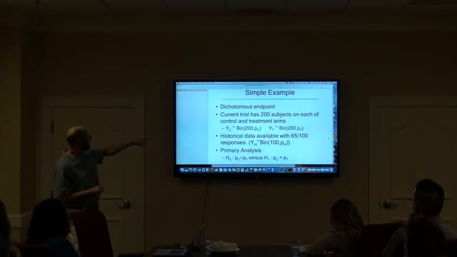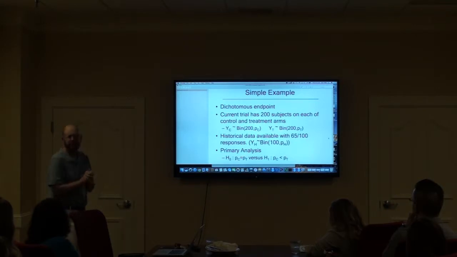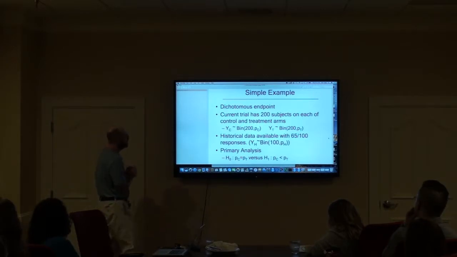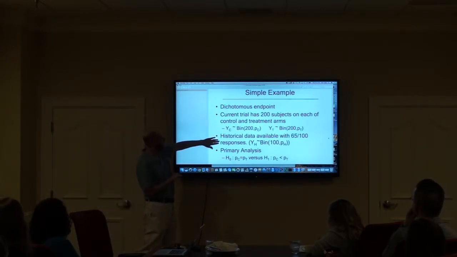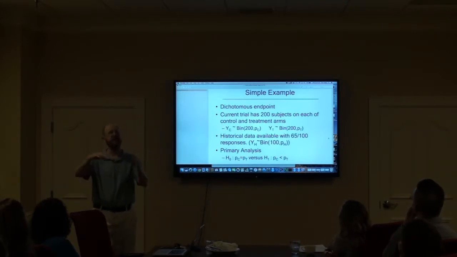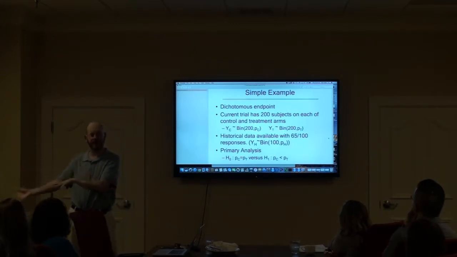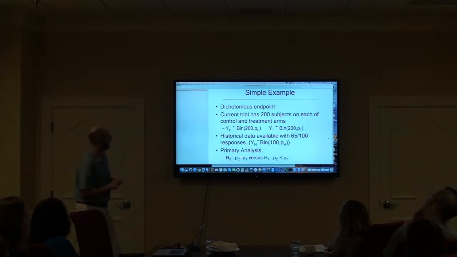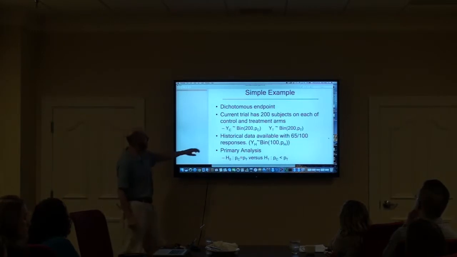I've also got historical data, so some trial, I'm going to assume that it was well done and applicable, and the only one that I have, I'm not omitting, so assume this has been done well. But I only found one historical data set, and it had 65 out of 100 responses, and this is on the control arm. We're talking about borrowing from the control. You can have a separate discussion on borrowing on treatment. That's more controversial, but you can, in theory, do it.